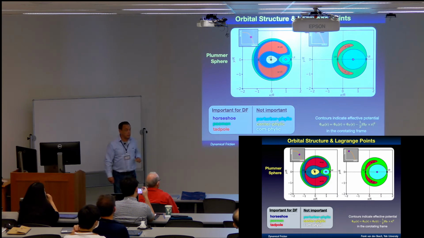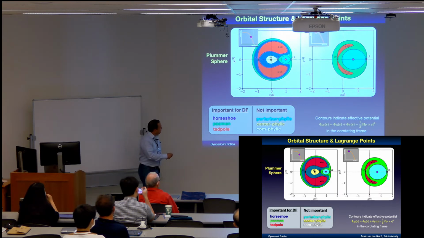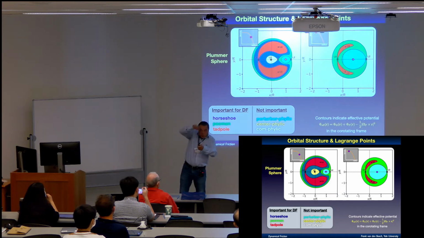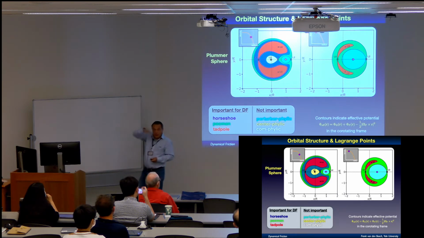You also have orbits here in cyan that we call perturbophilic. They basically go around the perturber, and they do that very quickly, and because they're close to the perturber, they exchange a lot of energy with the perturber, but it goes very quickly, and the net effect is basically zero. They contribute zero because it goes very quickly.